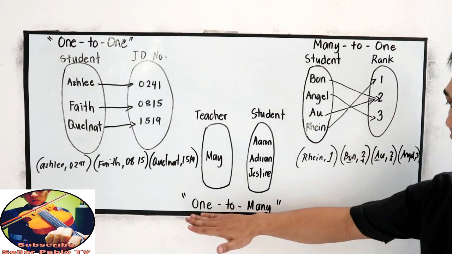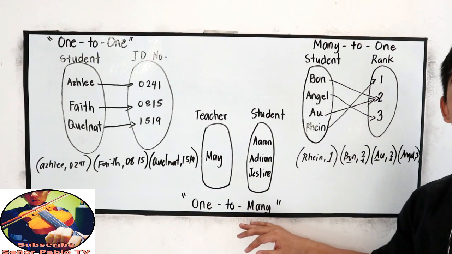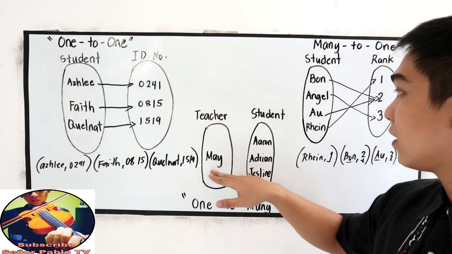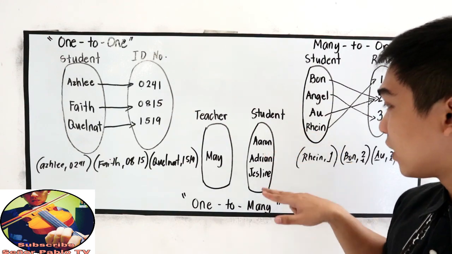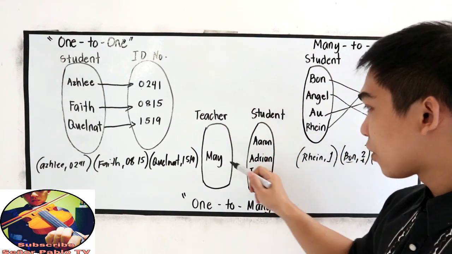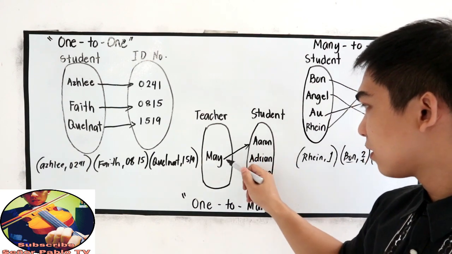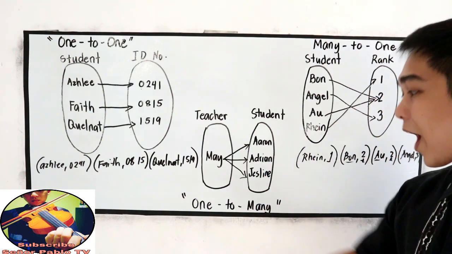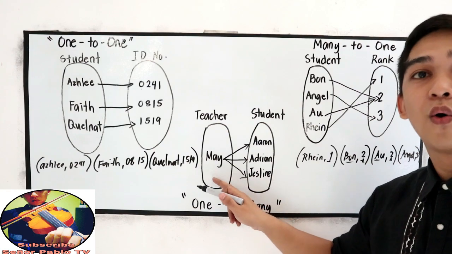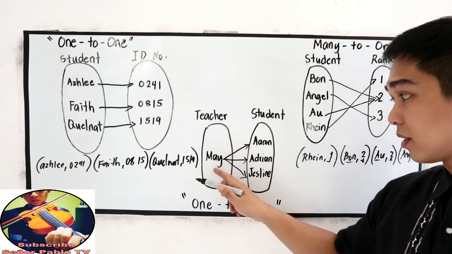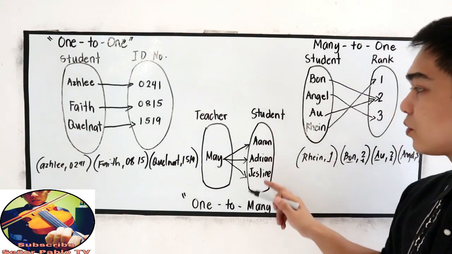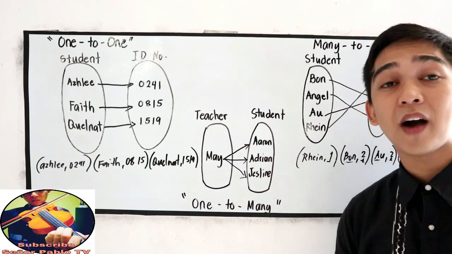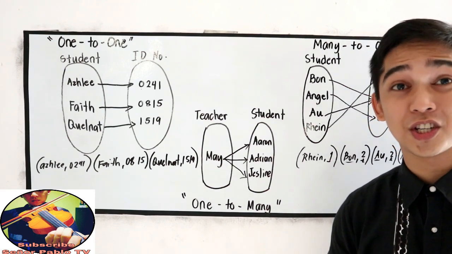And last, we have the one-to-many correspondence. Let's say we have a name of a teacher, which is Teacher May, and the following students: Aaron, Adrian, and Jesslyn. So for Teacher May, it goes to Aaron, goes to Adrian, and goes to Jesslyn. So why one-to-many? Because we only have one domain, which is the teacher, Teacher May, and a lot of students, Aaron, Adrian, and Jesslyn. Now the question is, which of the following is a function and which is not?